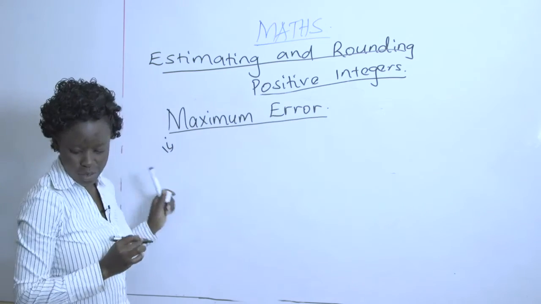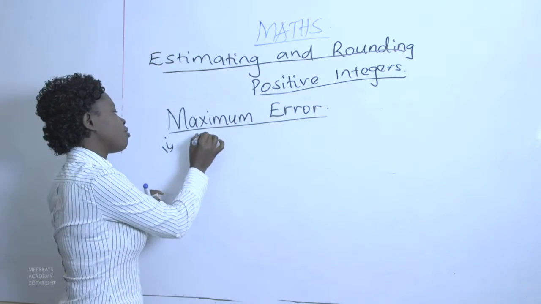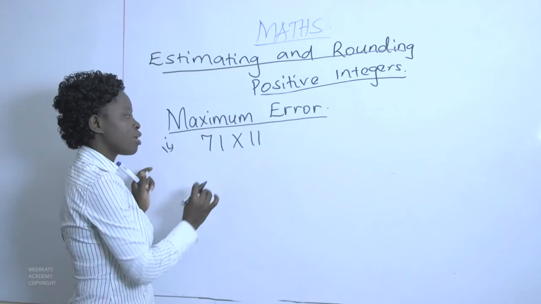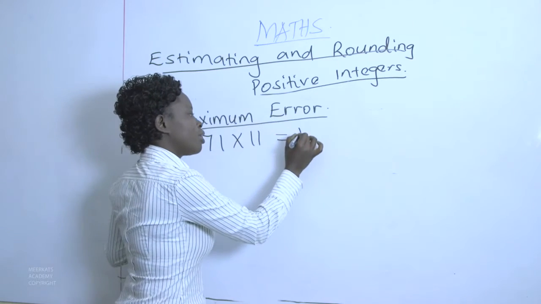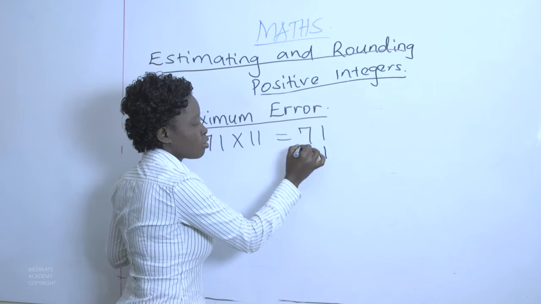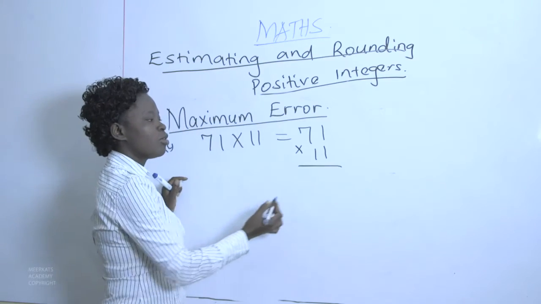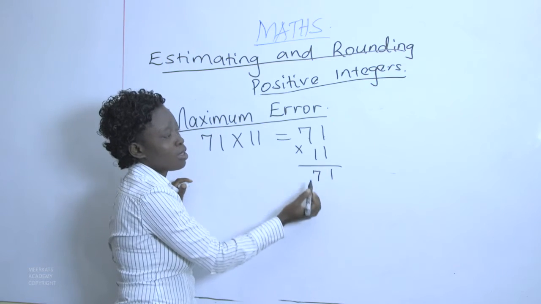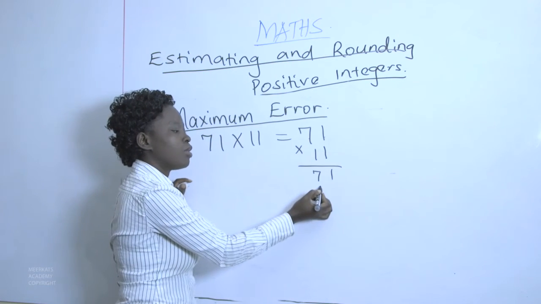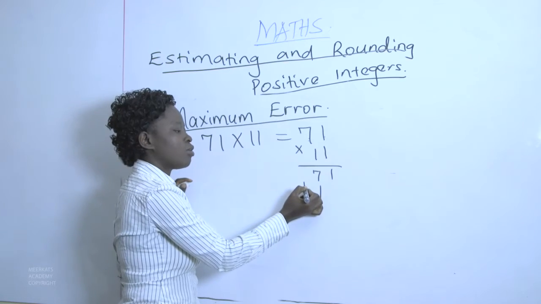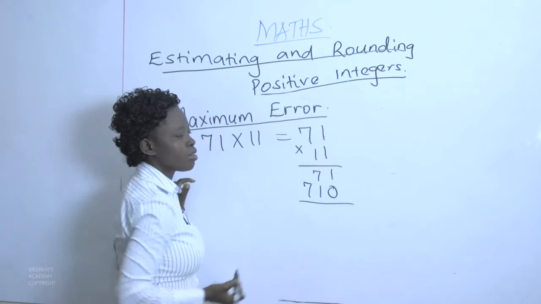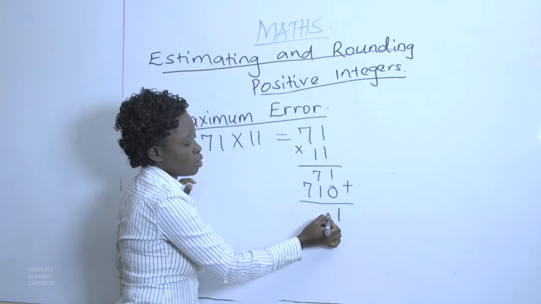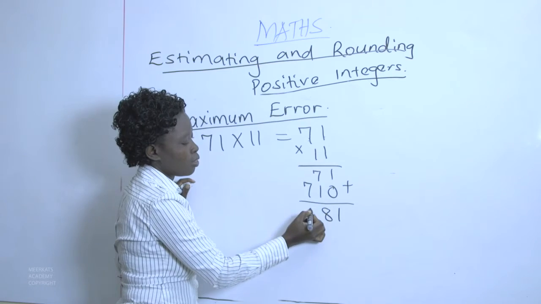We have an example of this question. If I have 71 multiplied by 11, in actual sense, 71 times 11, this is what we are supposed to get as the answer. So I'll have 1 times 1, which is 1. 1 times 7 gets 7. Then we have 1 times 1, that is 1. Then 1 times 7 gets 7. So it simply means that 71 times 1 is simply 1. This is 8. This is 7.